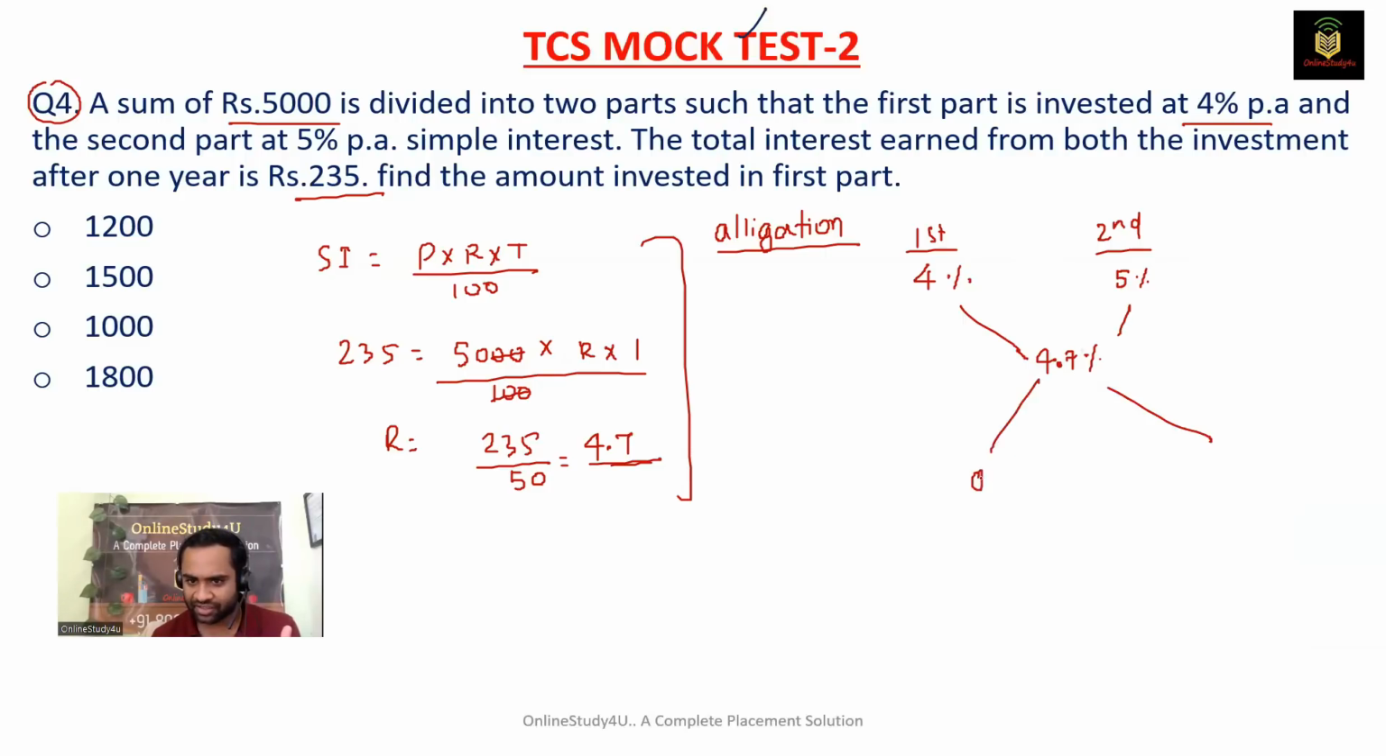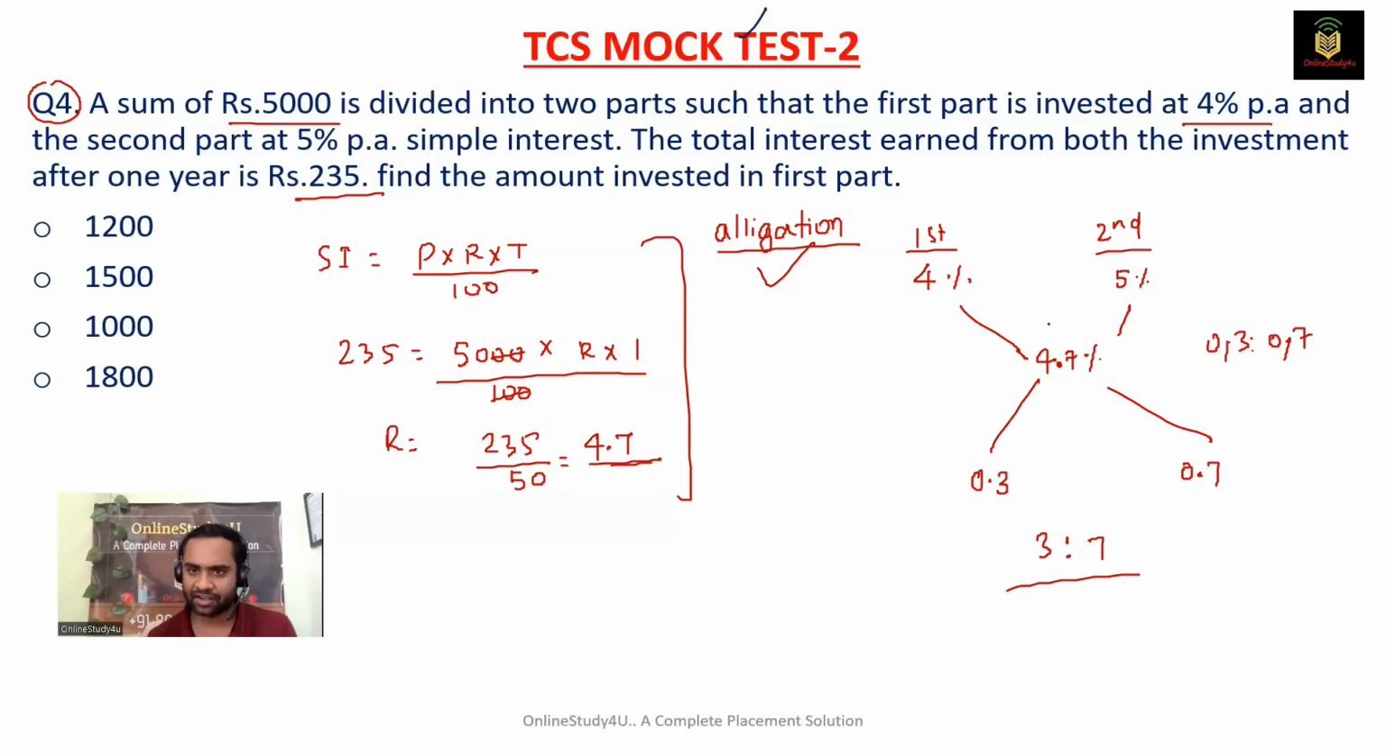So if you subtract, it will become 0.3. If you subtract, it will become 0.7. And one more thing, do not consider the negative sign here. In alligation, we don't consider the negative sign. Okay, now if you calculate the ratio, it will become 3:7 because 0.3 is to 0.7. So the 0.1 will get cancelled. Okay, now the ratio is this.